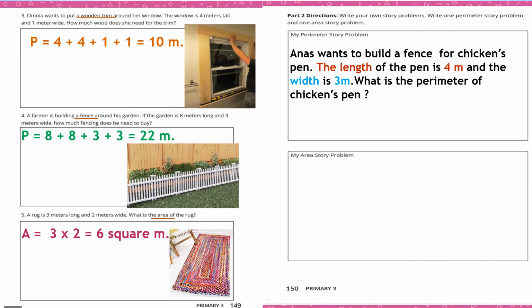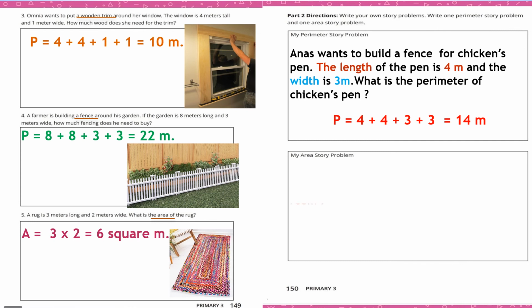So it's in the shape of, we have a long side and a short side. So his chicken's pen is in the shape of a rectangle, and the perimeter of a rectangle equals length plus width plus length plus width. 4 plus 4 plus 3 plus 3. 4 plus 4 is 8. 3 plus 3 is 6. 6 plus 8 is 14 meters.